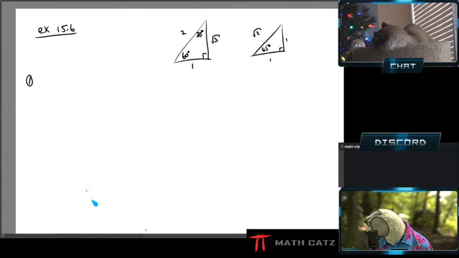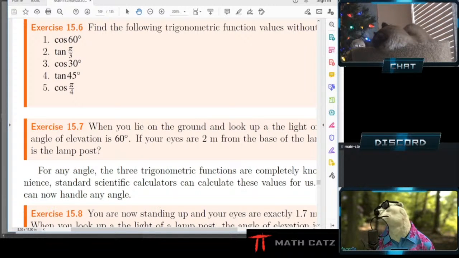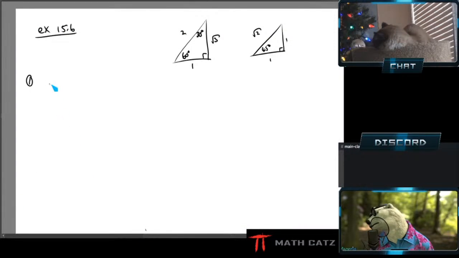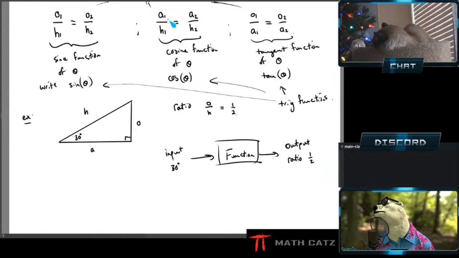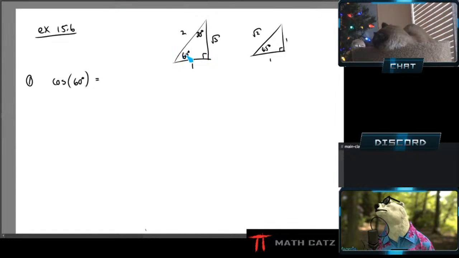So the first one, in our last few minutes, cosine 60 degrees. Now I have to look at the 60-degree angle. Relative to that angle, cosine is adjacent over hypotenuse. Relative to the 60-degree angle, adjacent is 1 over hypotenuse is 2. And it's as simple as that.